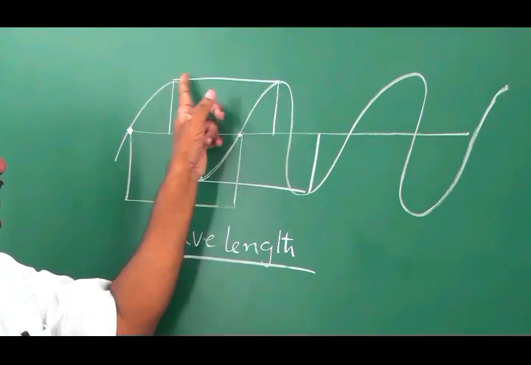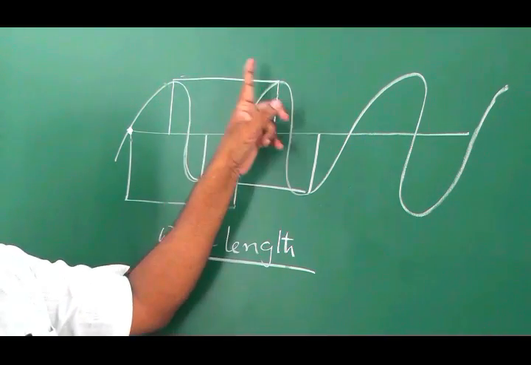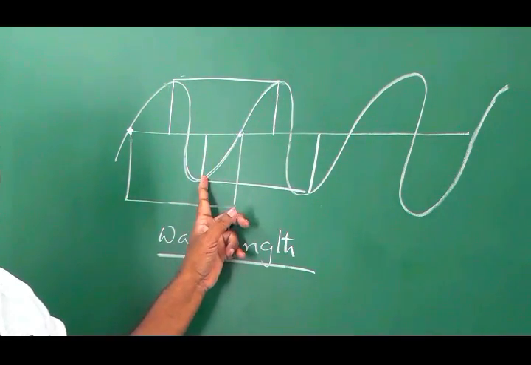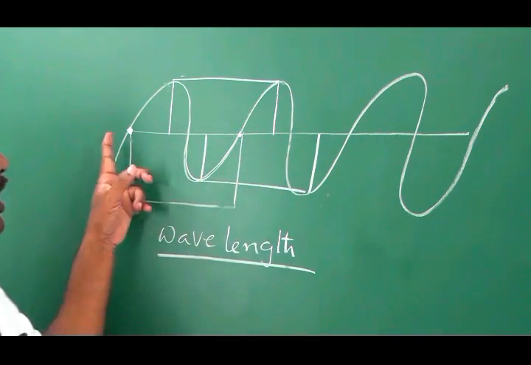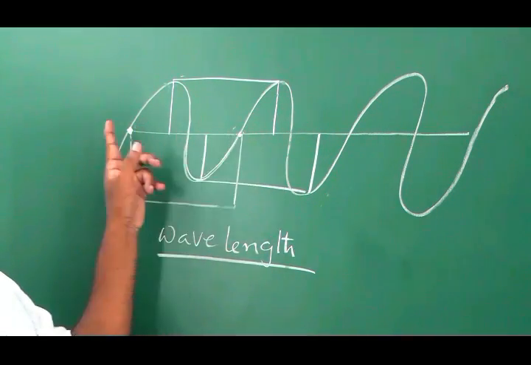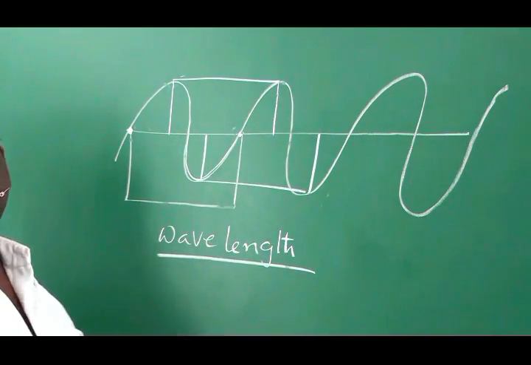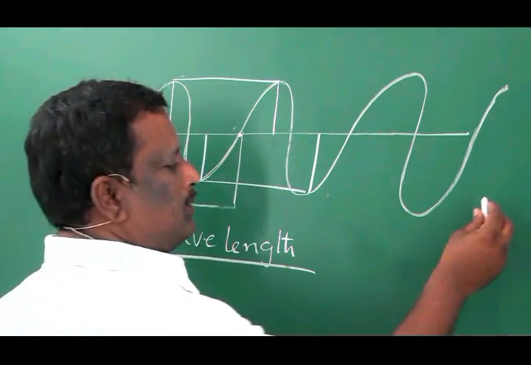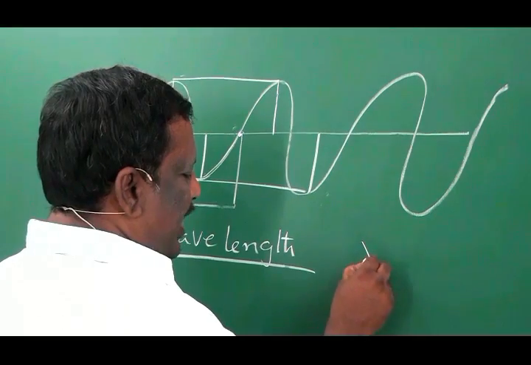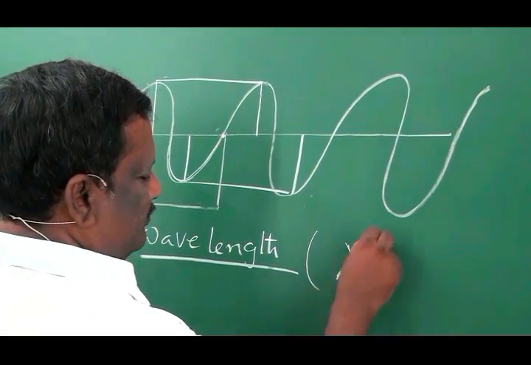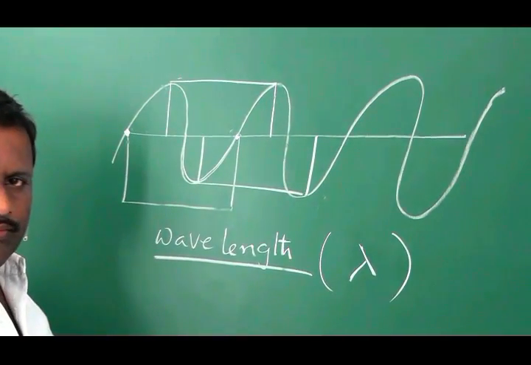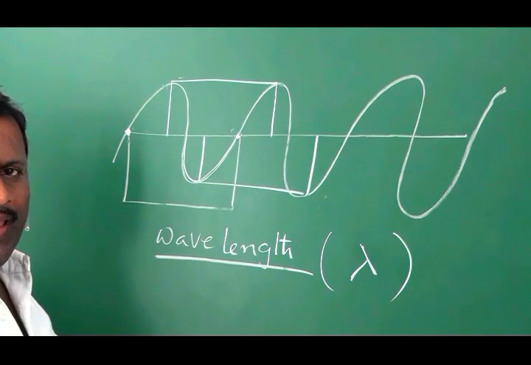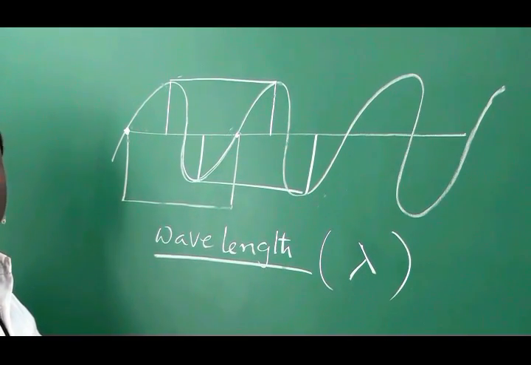This length may be the distance between two successive crests or the distance between two successive troughs or the distance between two successive similar points, and it is said to be the wavelength. This wavelength is denoted by lambda.